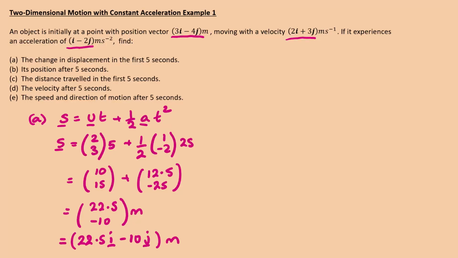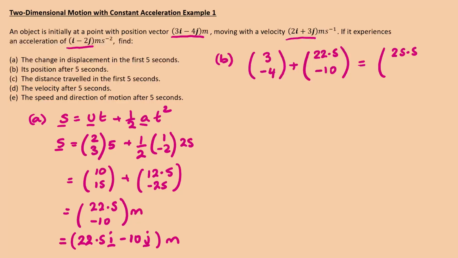So when we come to part B, which is its position after 5 seconds, remember it started at 3, negative 4. And then it's gone 22.5, negative 10. So that's going to put it at 25.5, negative 14.